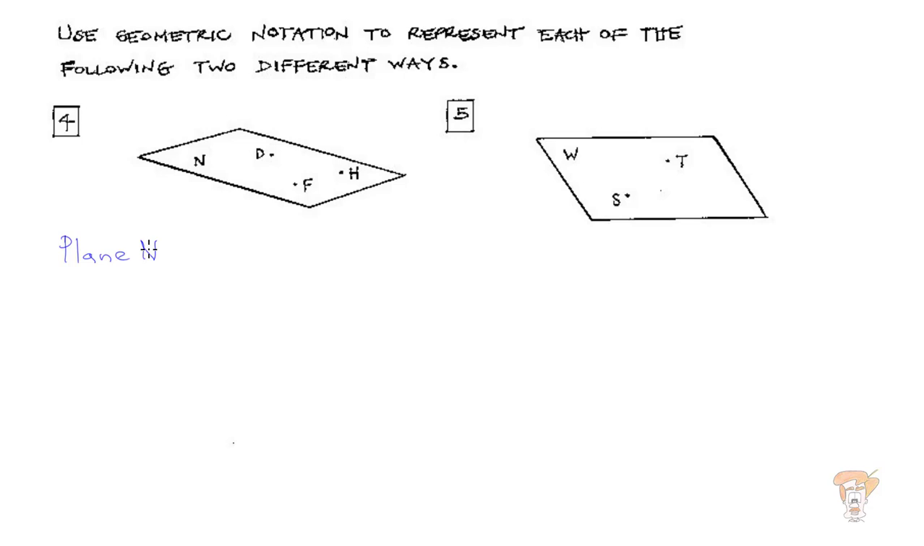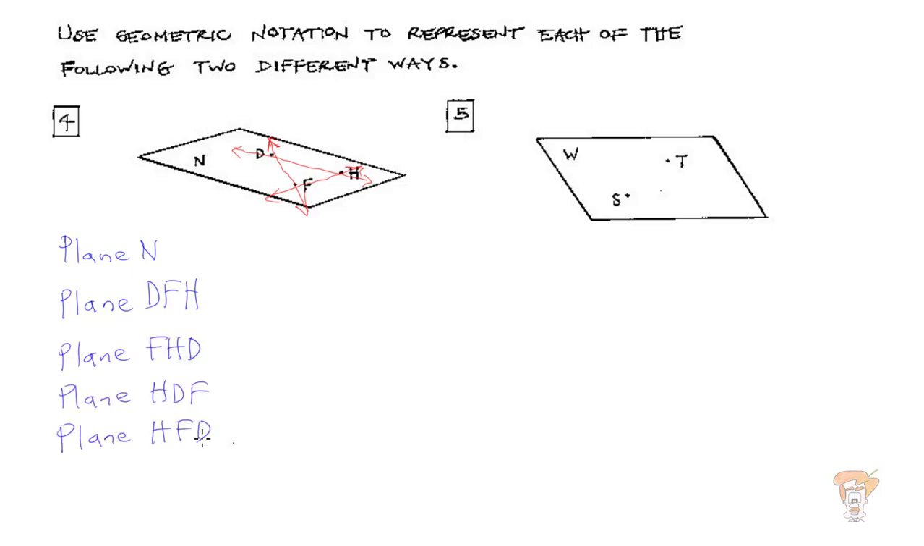Notice that the D has a dot next to it, the F has a dot next to it, and the H has a dot next to it. That indicates that D, F, and H are points. Also, notice that D, F, and H are non-collinear points, meaning they cannot be contained by the same line. Therefore, these points may be used to designate the plane. The plane could be designated as plane DFH, plane FHD, plane HDF, plane HFD, plane DHF, or plane FDH.